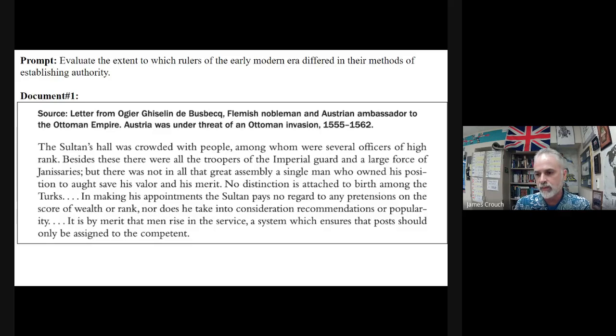But how much time do you want to figure out your 1 or 2 word answer for this? How much quiet time you want? Nobody's holding up fingers today. 3 minutes? 3 minutes? 3 minutes? Okay, 3 minutes. Here's what I want from you. I want a 1 or 2 word answer on how the rulers ruled, established their authority. And I want anything that you can glean from this author.